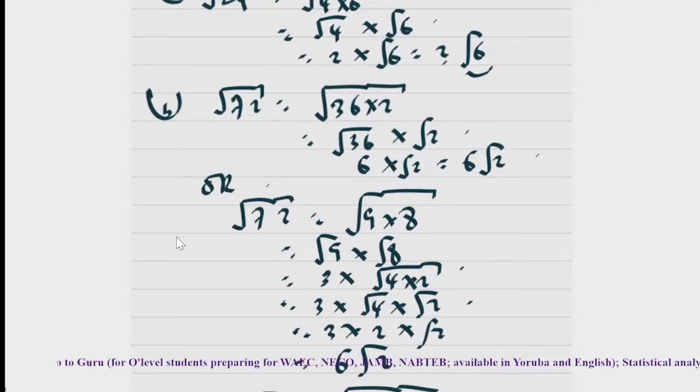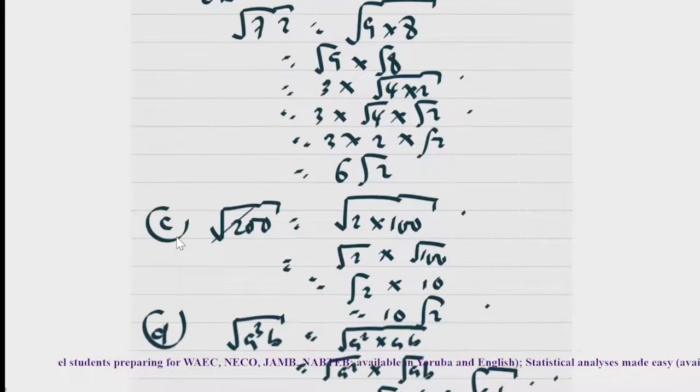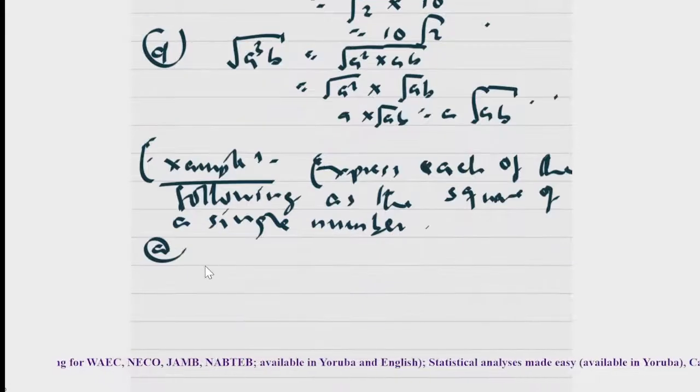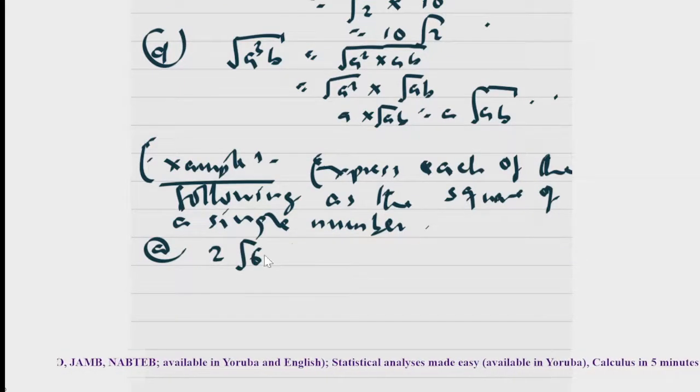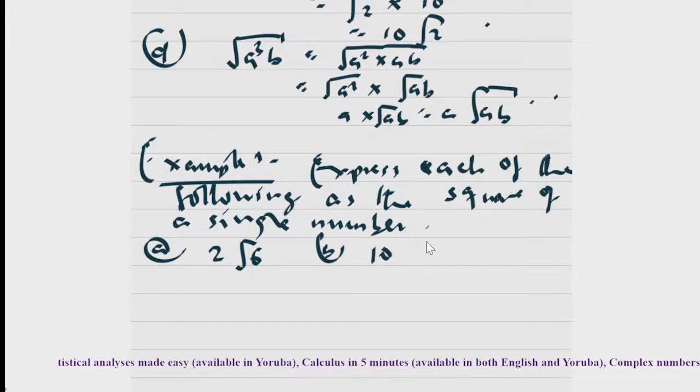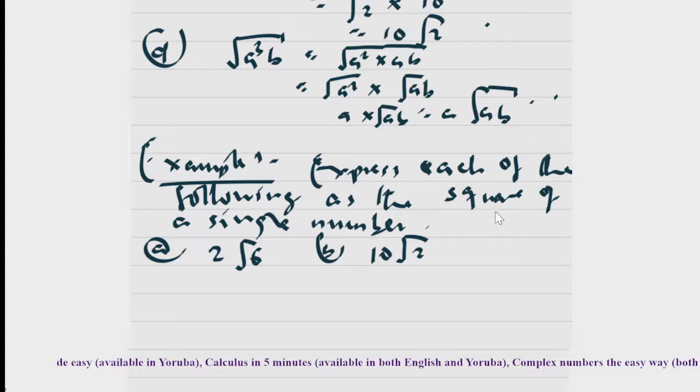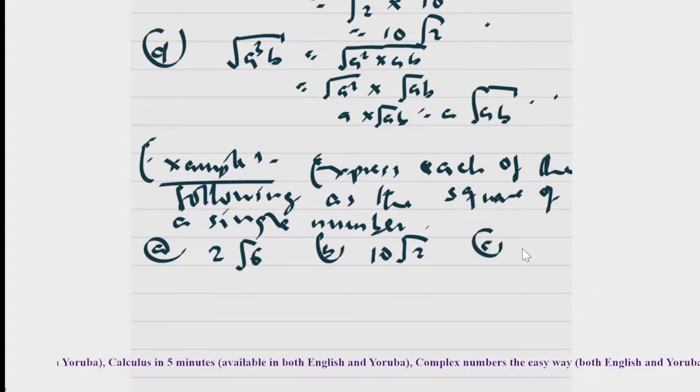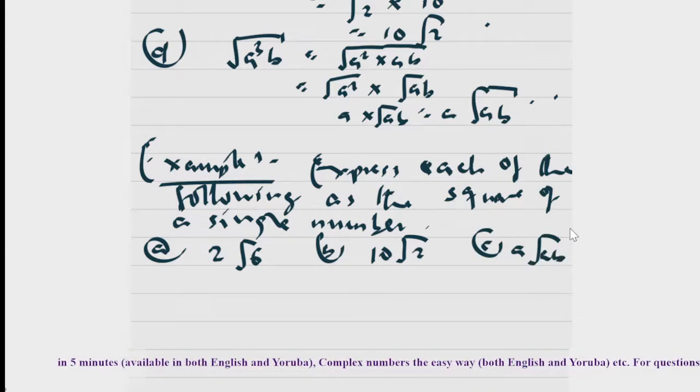So for example, when we simplified root 24, we got what? 2 root 6. Let me put it here. 2 root 6. Don't forget we have to get 24. Then the second one, 10 root 2. When we simplified root 200, we had what? 10 root 2. And lastly, a root ab. So how do you do this?